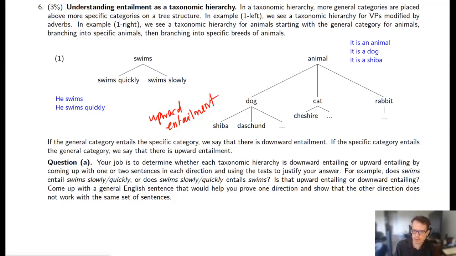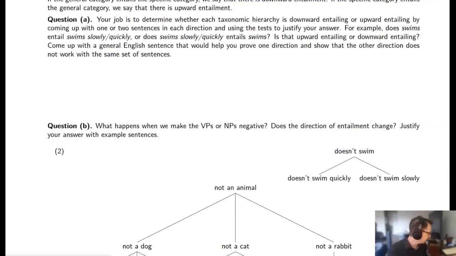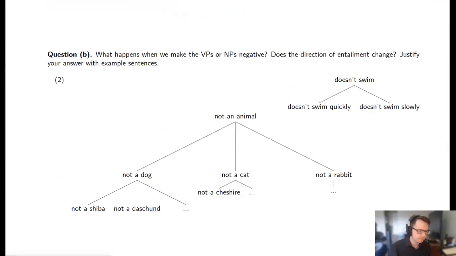Yeah, you'd have to do it for both of them because it's not necessary that VPs and NPs work exactly the same. So each example was independent in this case, but they both happen to work out the same. So for the adverb phrases and for the NPs here, these are both cases of upward entailment. And what we found when we negated both of these, so when we made them doesn't swim and not an animal, the direction of entailment reversed. So what we got here was now downward entailment.